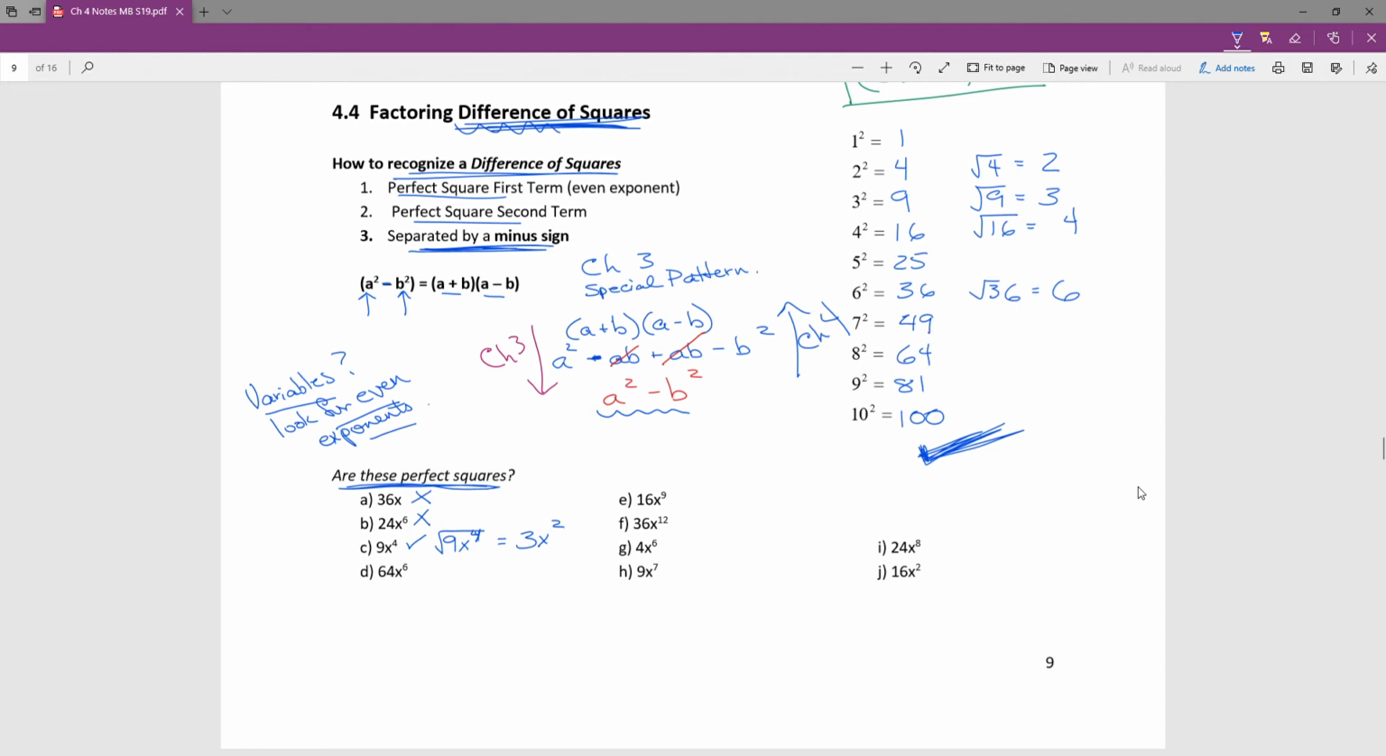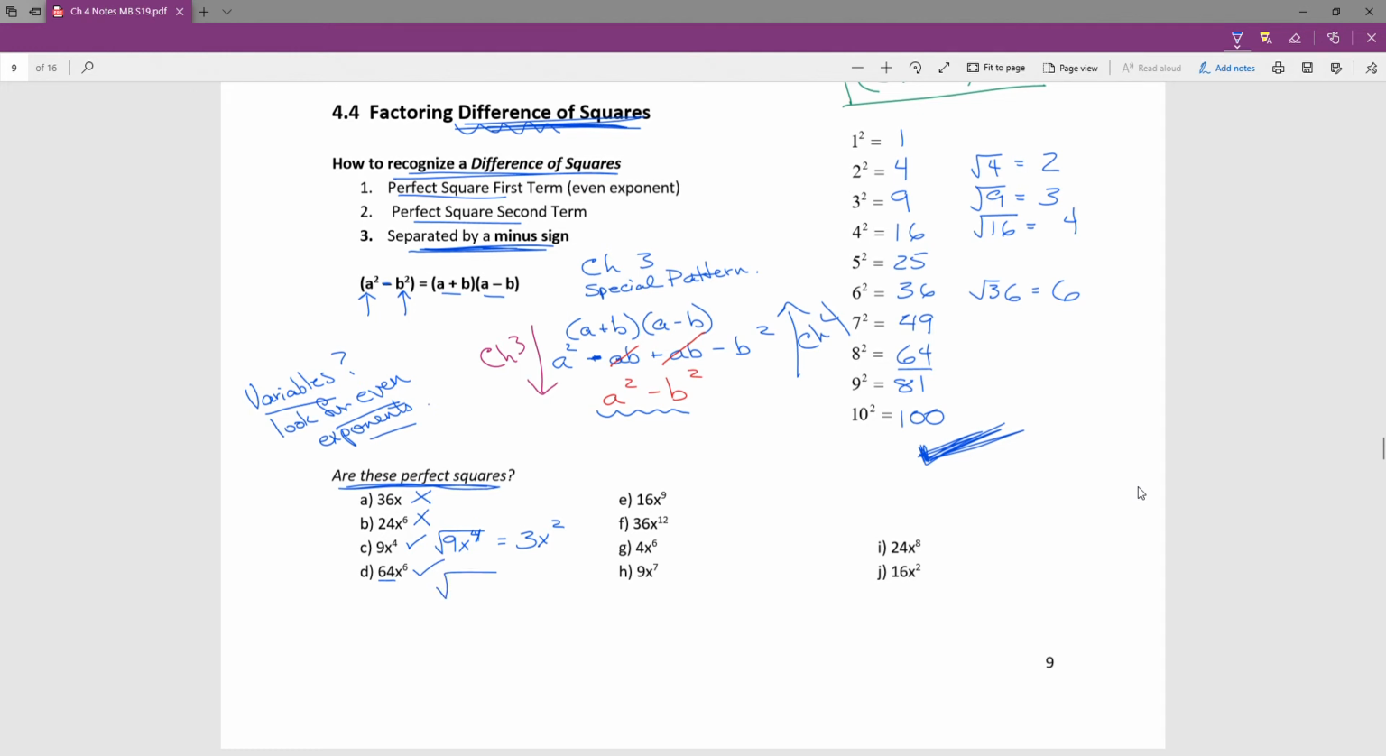So D, first off, it has the number 64, and 64 is over here in this really awesome list, so that makes the number part of it, the coefficient part of it, a perfect square. The second part of it is an even exponent. So we have x to the 6. 6 is an even number, so this is a perfect square.